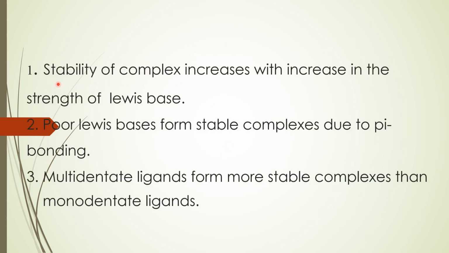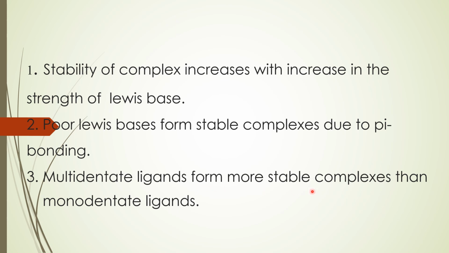And generally the stability of a complex increases with increase in the strength of the Lewis base. Not only with increase in the oxidation state, even the stability of the complex increases with increase in the strength of the Lewis base, that is our ligand. Poor Lewis bases form stable complexes due to pi bonding. Pi bonding is back bonding.